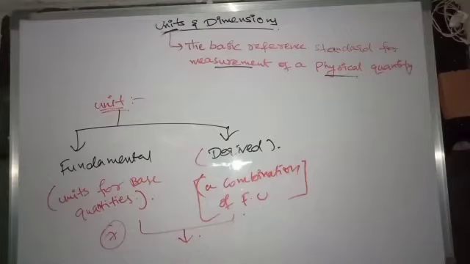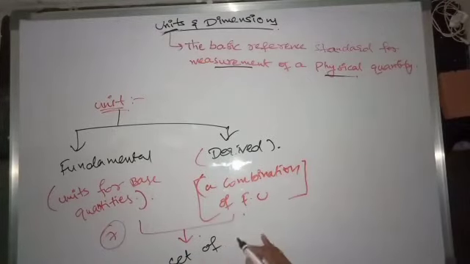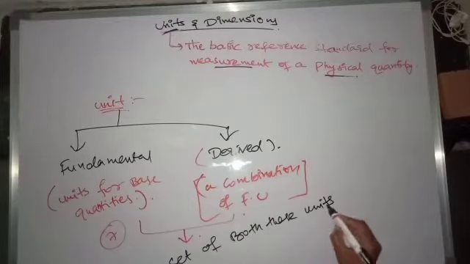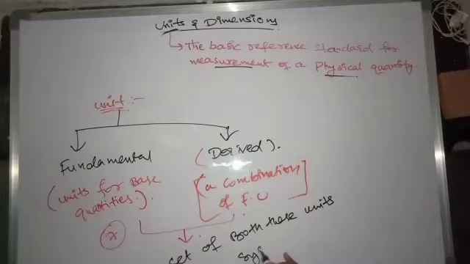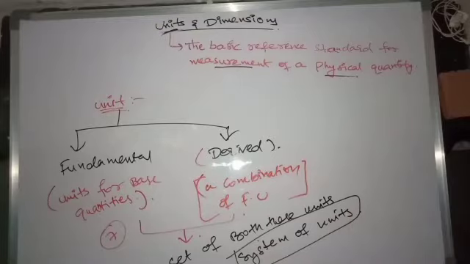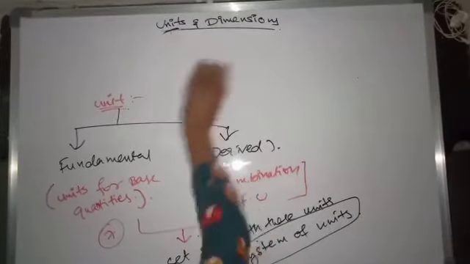Now I will explain a little more about these fundamental and derived units. And one more thing, the set of fundamental and derived units, both these units, are known as system of units. In general we have 3 such systems of units.